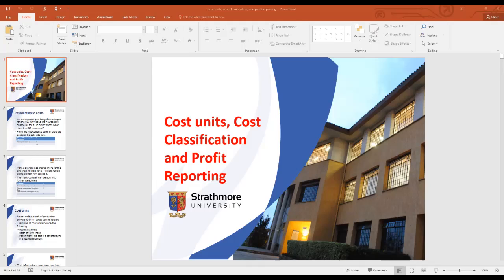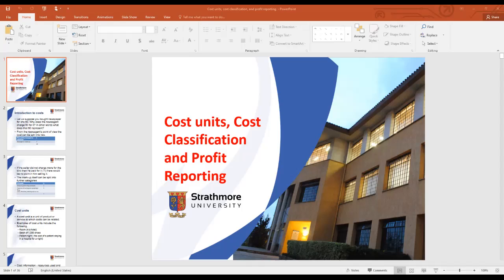Now, cost classification is simply how we can group costs, how we can put costs in different classes. For example, you can have costs that are variable, called variable costs. What's a variable cost? A cost that we expect will increase as we increase the number of units that we sell.